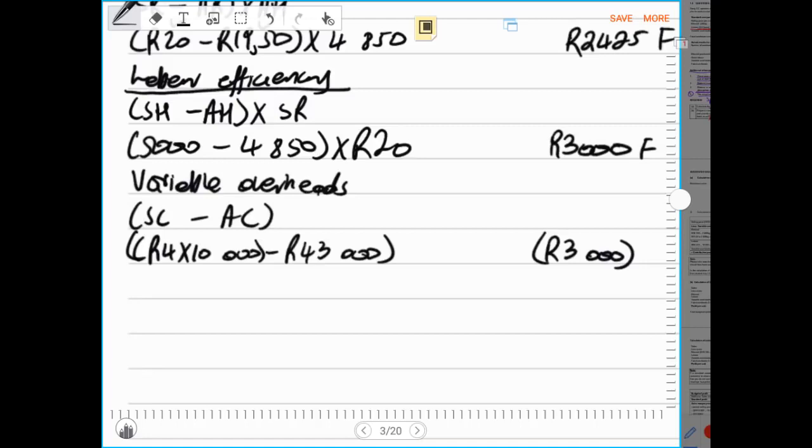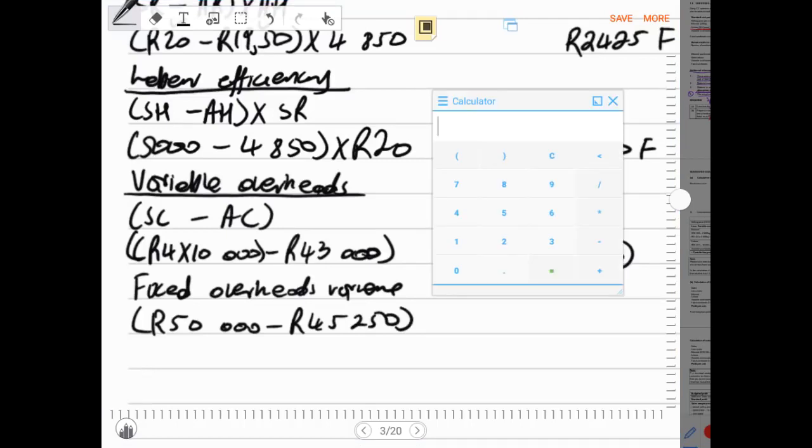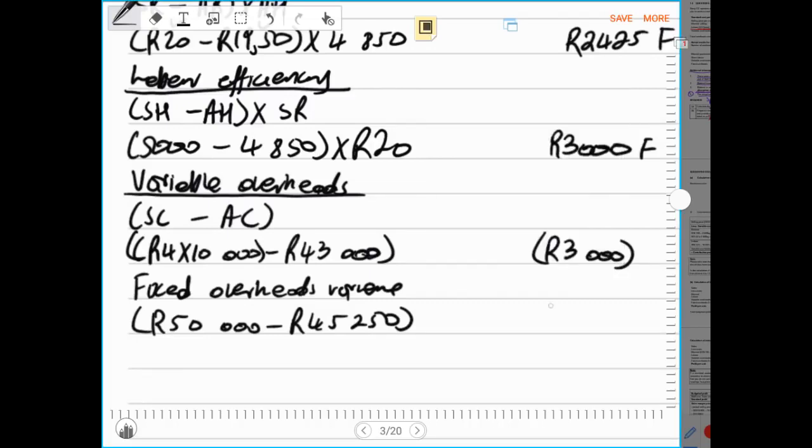Then after now, we account for the last variance, and the last variance will be the fixed overheads variance. Our fixed overhead variance is the budgeted minus the actual. We budgeted to incur 50,000 and we actually incurred 45,250. So 50,000 minus 45,250, we get 4,750, and the variance is favorable.